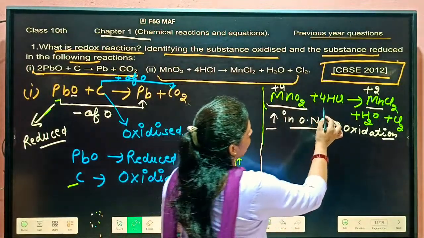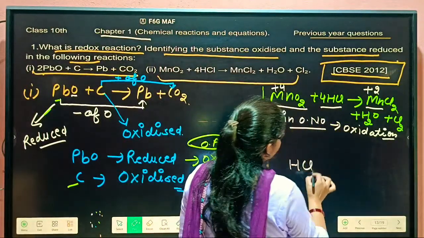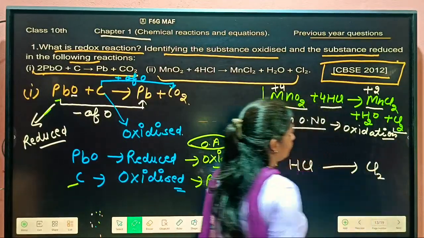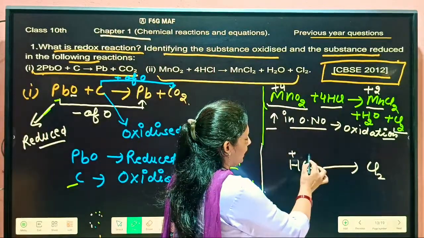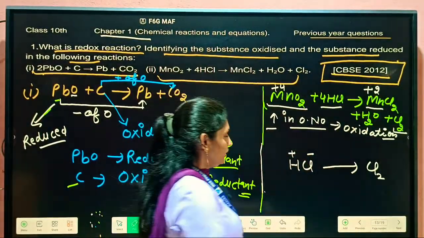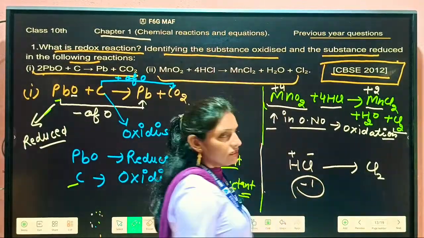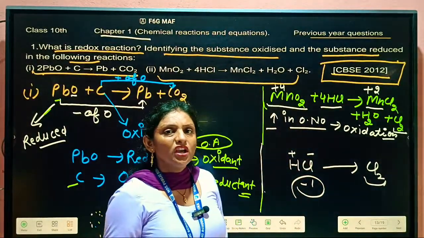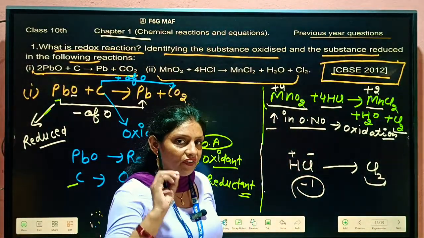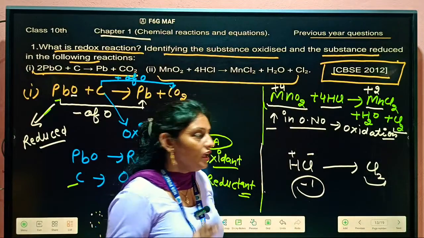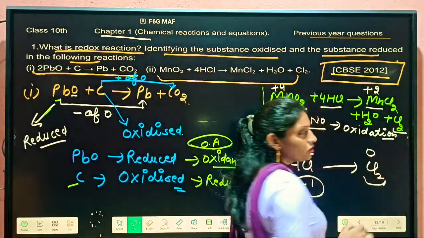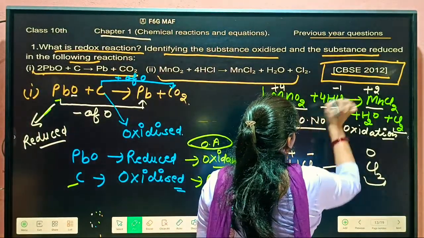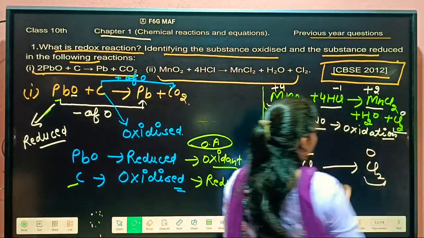Then students, here in this HCl you can see it is converting into Cl2. Students, here H positive, Cl negative. You know very well, chlorine is in -1 state. But students, like H2, Cl2, O2, if it is present in elemental state, then the charge will be 0. So here you can see students, chlorine has charge -1, but here chlorine has charge 0.